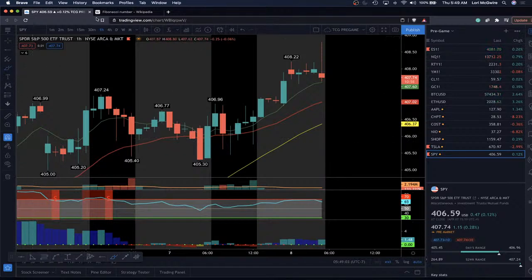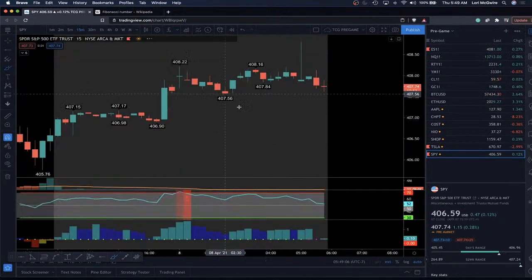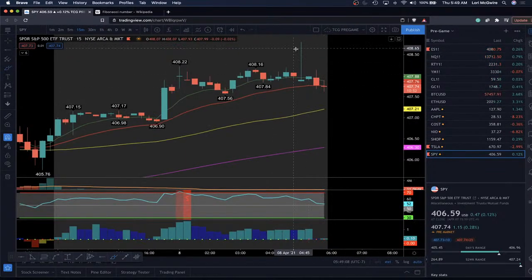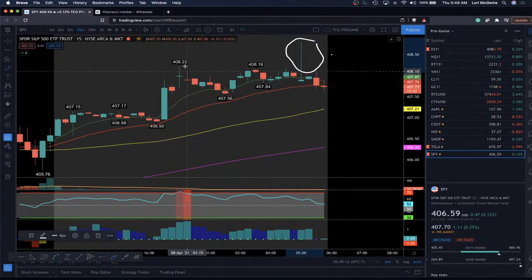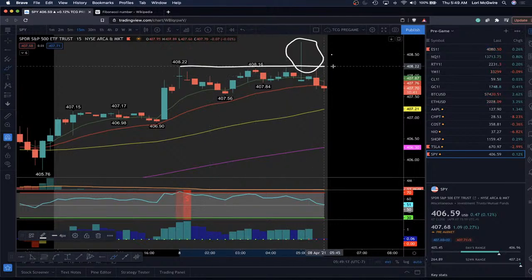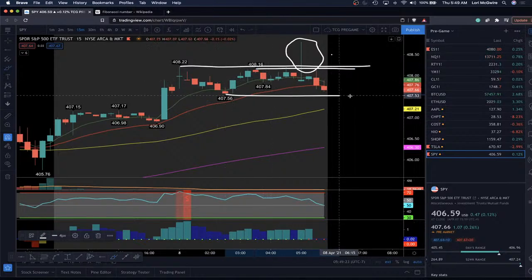All right, now let's look at SPY and let's leave you with some key levels. I'm going to ignore this wick. This is my subjective call. However, it didn't happen on volume. It just happens when the market opens up and the brokers open up. So 408.16 is your resistance, 408.22. Your next support, 407.56 and 406.90.